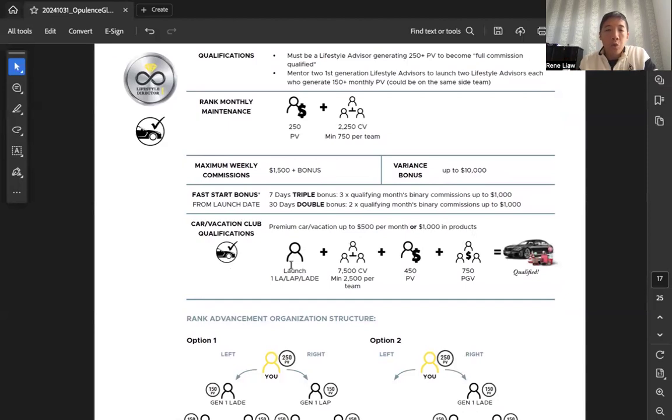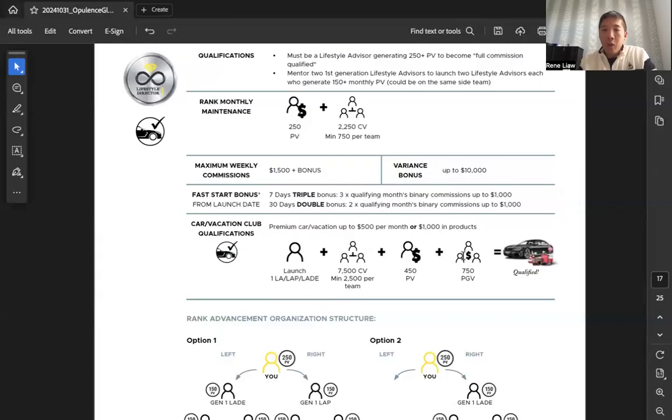what you want to do here is launch one new LA or LAP or LADE. So LA or higher, okay? And have a group volume of 7,500 CV with a minimum of 2,500 per team, have a 450 PV, and also have 750 of PGV.